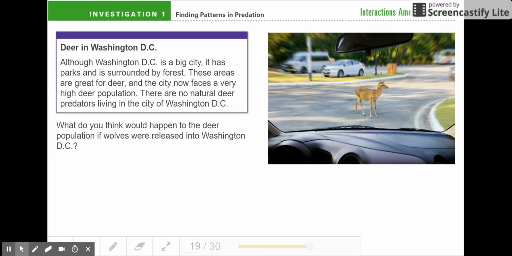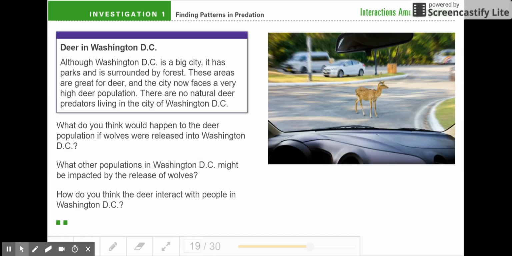So what do you think would happen to the deer population if wolves were released into Washington, D.C.? Think about predator and prey, and think about what would happen if wolves were introduced. What other populations in Washington, D.C. might be impacted by the release of wolves? So think about maybe other prey that might be impacted by that.